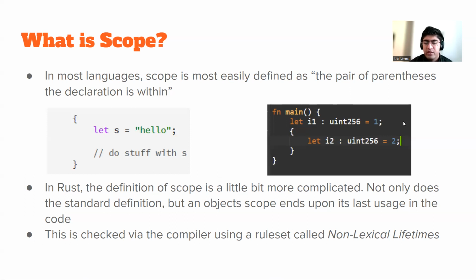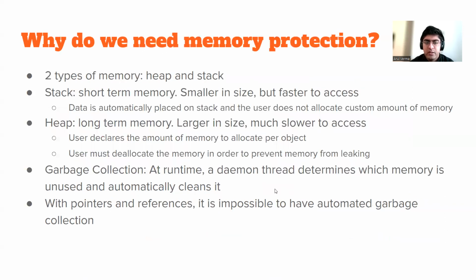And the way the compiler checks this is a rule set called non-lexical lifetimes. I just thought this was a really cool piece of information. You don't actually need to know the name of this rule set, but if you want to search it up, make sure you do. It's really, really cool. And it's very interesting how the compiler can check to see when an object is last used.